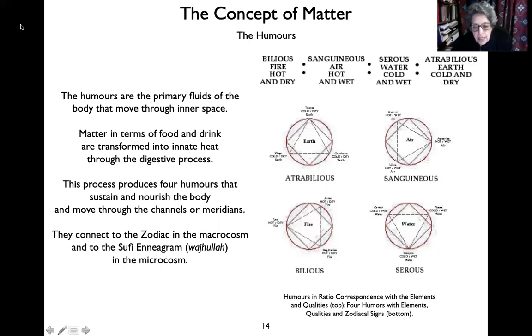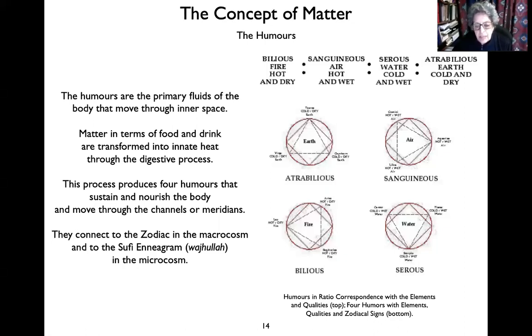So these 4 signs are showing its connection basically to the macrocosm, the universe, but it's also showing us how it connects to us as well. So this is Virgo and Capricorn and Taurus, which are historically, in terms of astrology, cold and dry elements, and that's the atrabilis humor. Then Gemini, Libra, and Aquarius are the air elements, and Leo, Aries, and Sagittarius are the bilious, and Scorpio, Cancer, and Pisces are the serous.